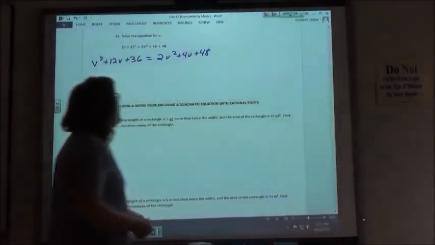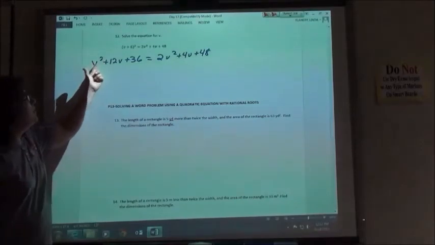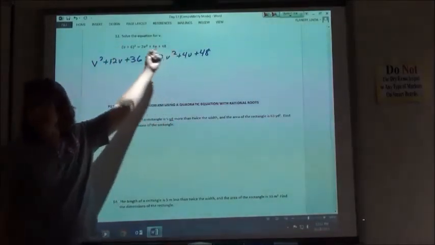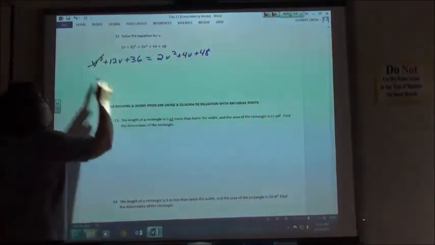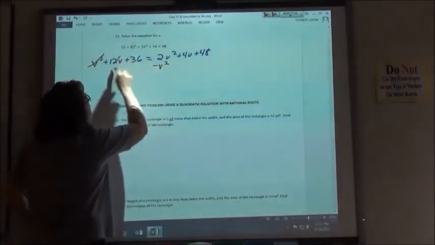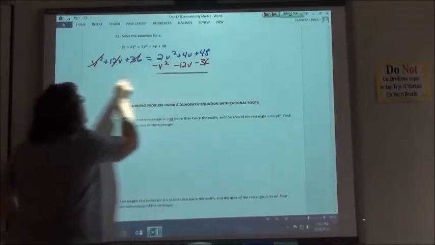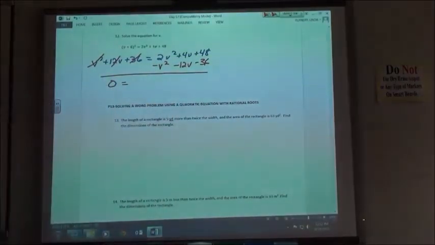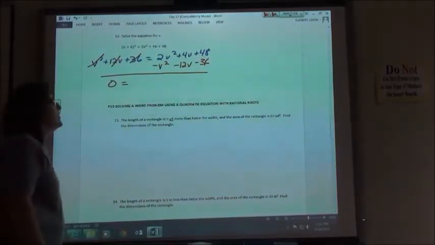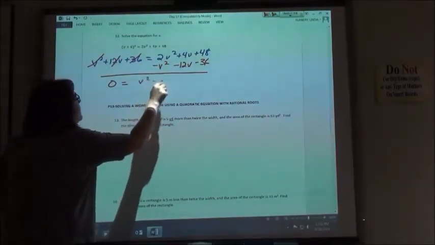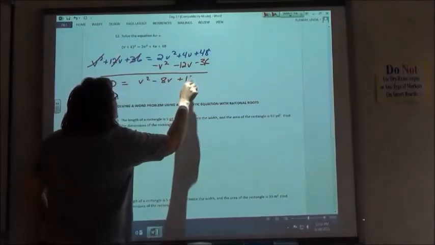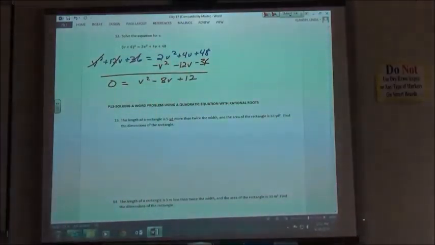So when we set this one equal to 0, this time we're going to move things over to the right side since we have the 2v squared over there. So subtract my v squared, minus my 12v, and minus my 36. So I would get what over there on the right side? V squared minus 8v plus 12.